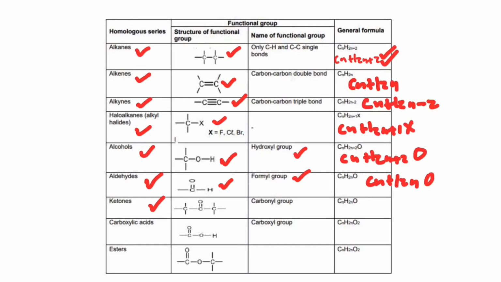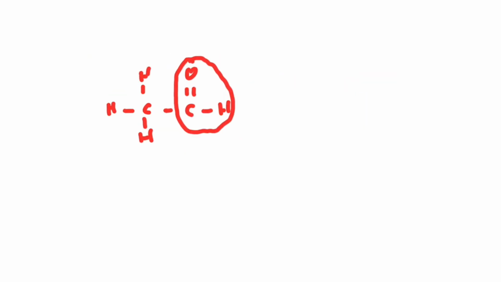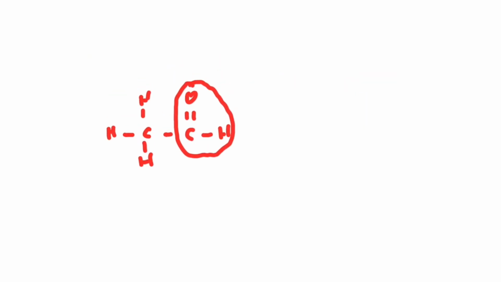Let's go ahead and take a look at ketones. Structure of the functional group. The name of the functional group is carbonyl, and it has the same general formula as aldehydes. There's actually something special when homologous series have the same general formula. We're going to talk about that as we move forward. So how does a ketone differ from an aldehyde? Here I have the aldehyde I just drew previously. So let me draw a ketone close to the aldehyde to show you the difference.